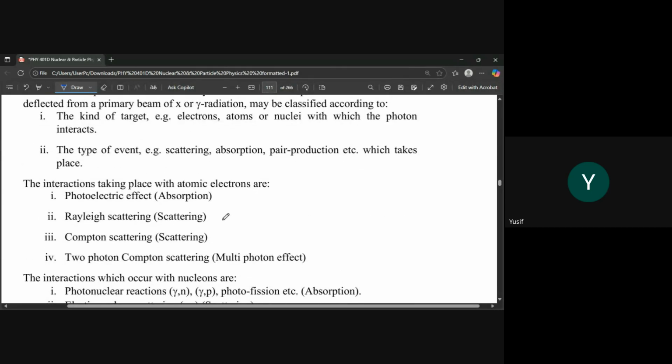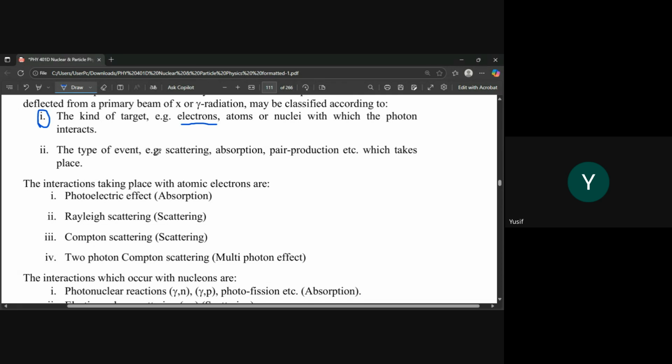Then we go to the types of interaction that take place with atomic electrons. Some of them are, one, the photoelectric effect, the Rayleigh scattering, the Compton scattering, and two, the two-photon Compton scattering, that's multiphoton effects. So we are looking at this one, and now we are talking about what if the target is an electron.